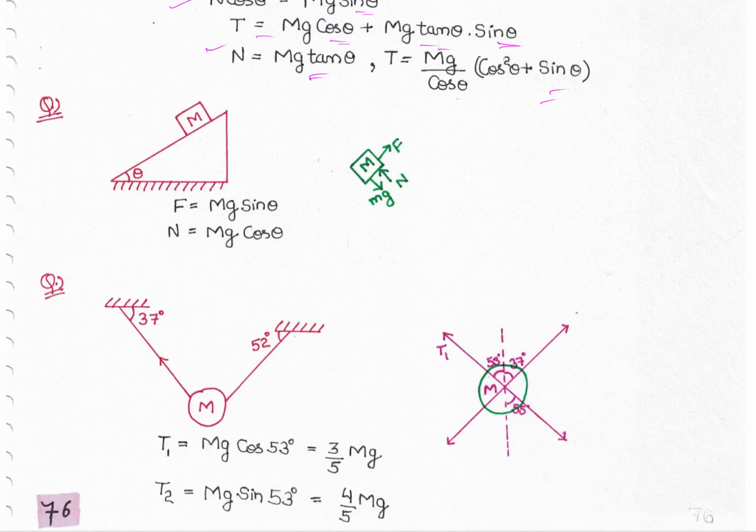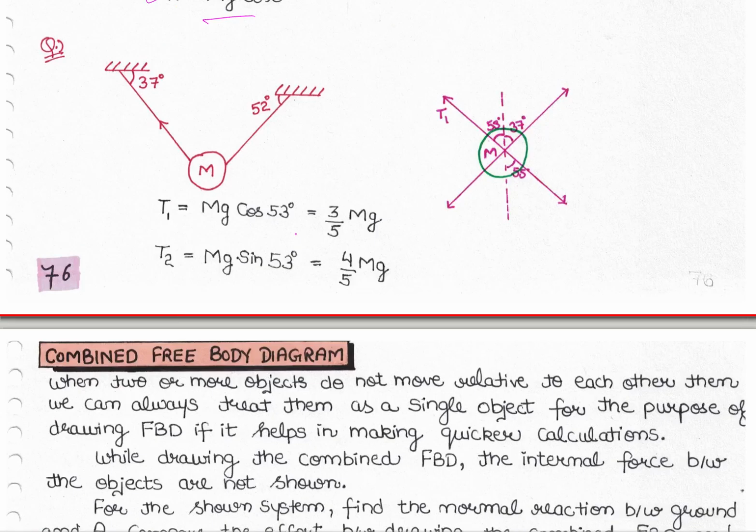Now here is another figure, that is capital M, making an angle theta with the surface. So its free body diagram looks like this. Capital M with a force F along this direction and a normal force, and here mg is the weight along the center of the earth. So capital F is equal to mg sin theta, or normal force N is equal to mg cos theta.